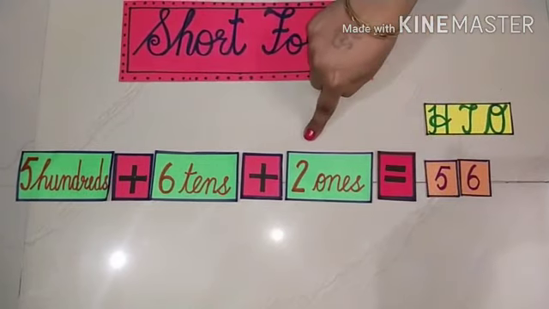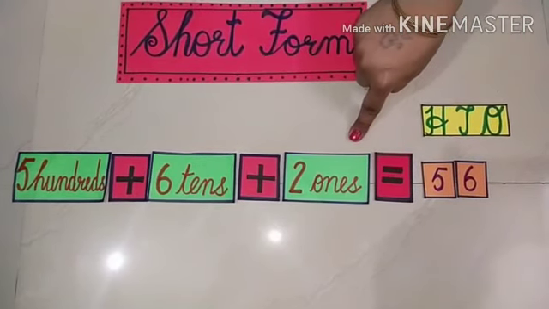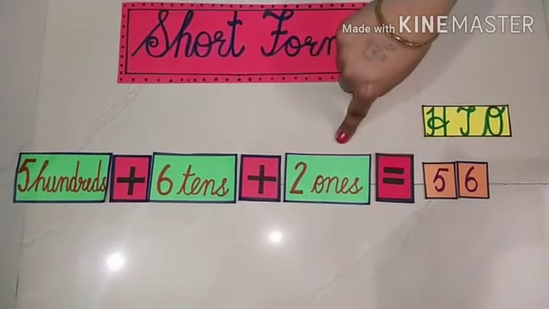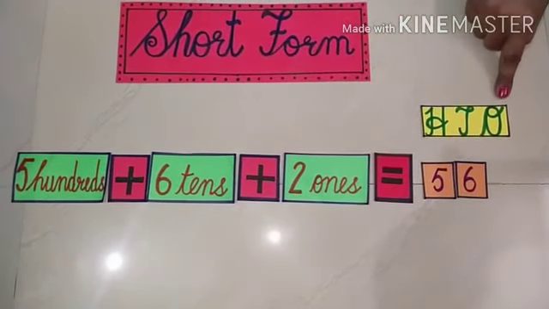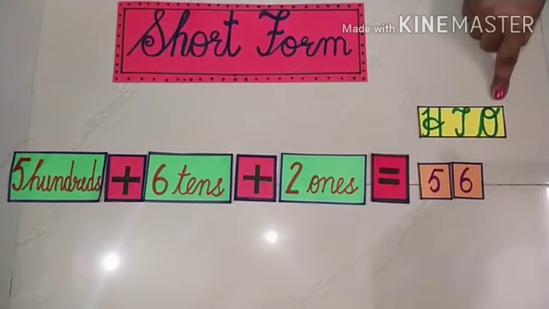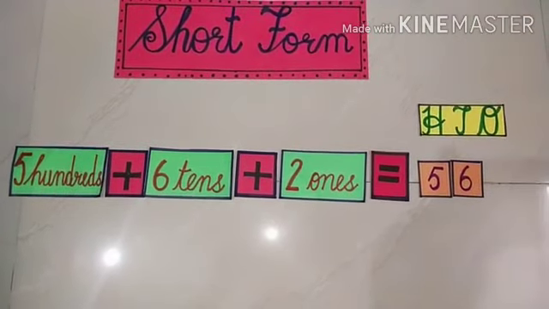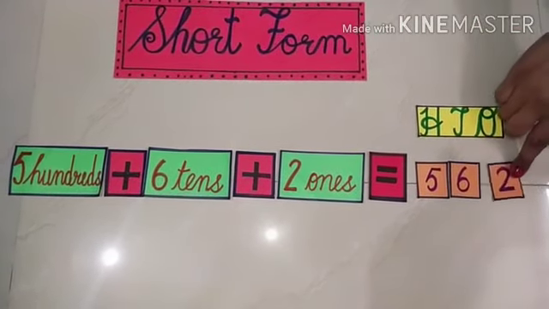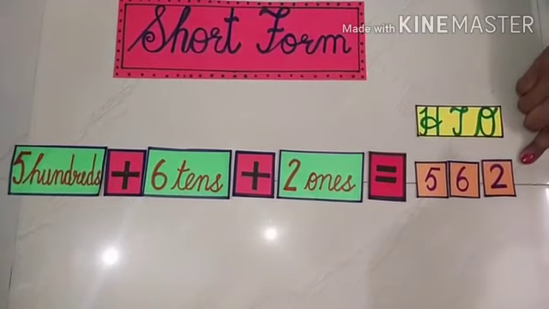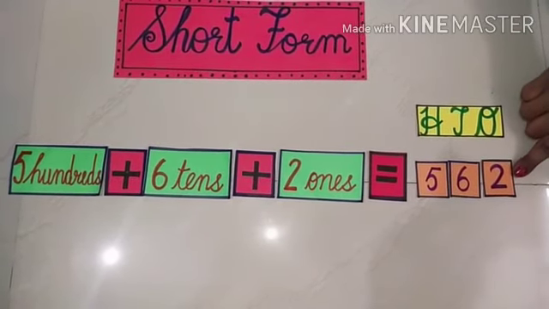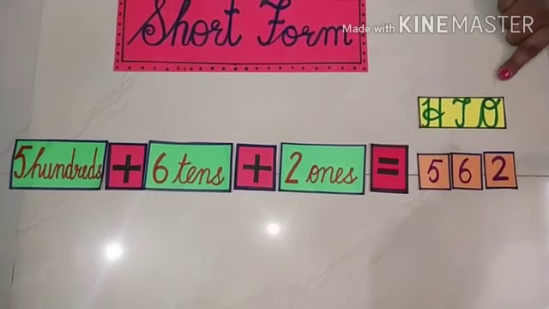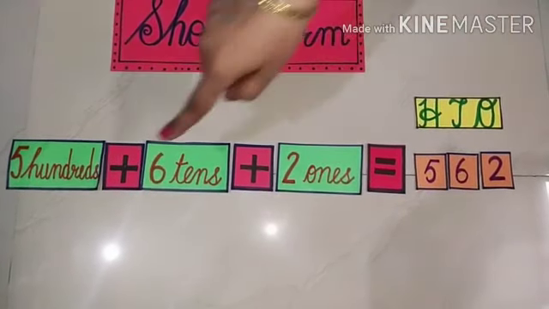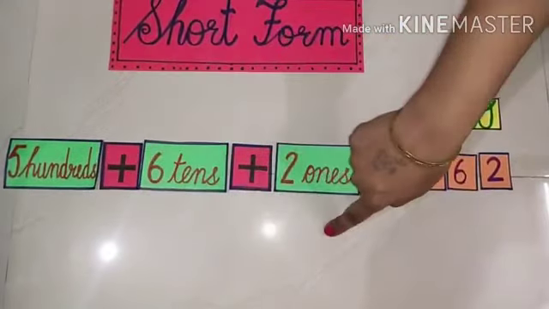2 ones. Here, ones is the place of 2. And O also stands for ones. So, we can write number 2 here. It means 2 ones. See, this is the expanded form.